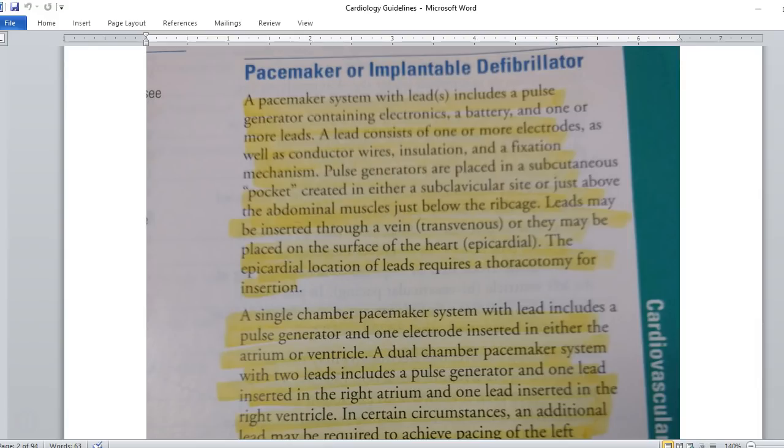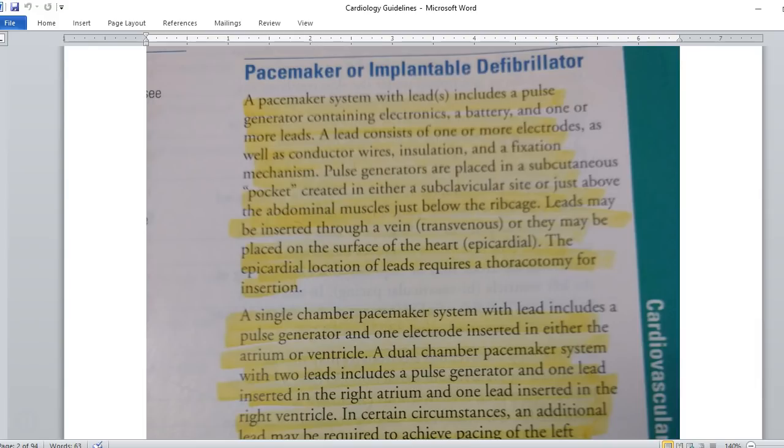The first thing that we come across is the pacemaker system. Now, a pacemaker system includes a pulse generator that contains electronics, a battery, and one or more leads. A lead consists of one or more electrodes as well as conductor wires, insulation, and a fixation mechanism. So the actual whole product is a battery pack, which is what they call the pulse generator, and the leads which connect into the battery pack. At the end of the lead, there's a little hook mechanism. So when they put the lead, or it's a little probe, into the area where the patient needs help in their heart, it's going to stay there.